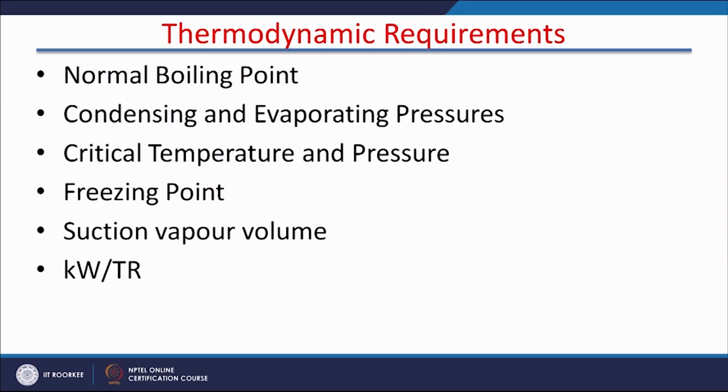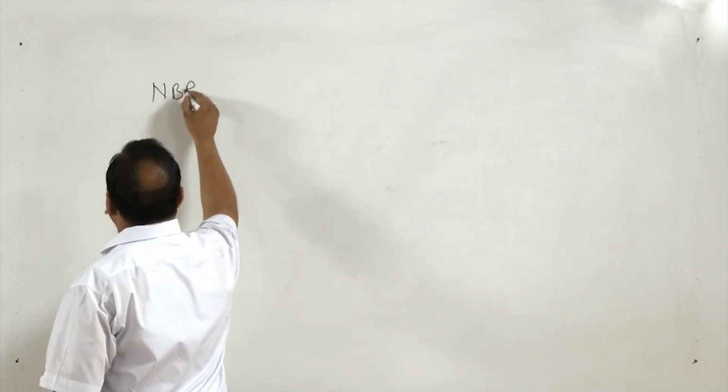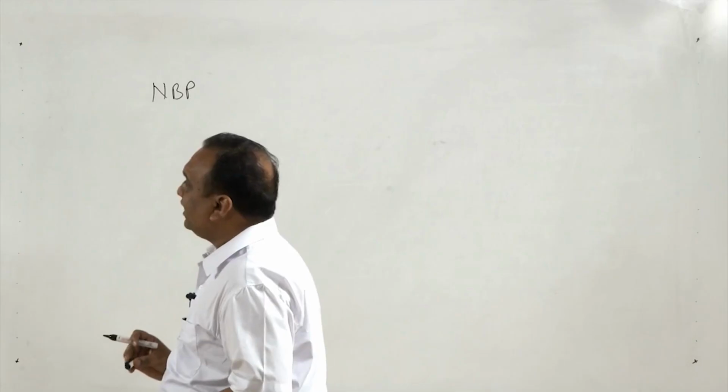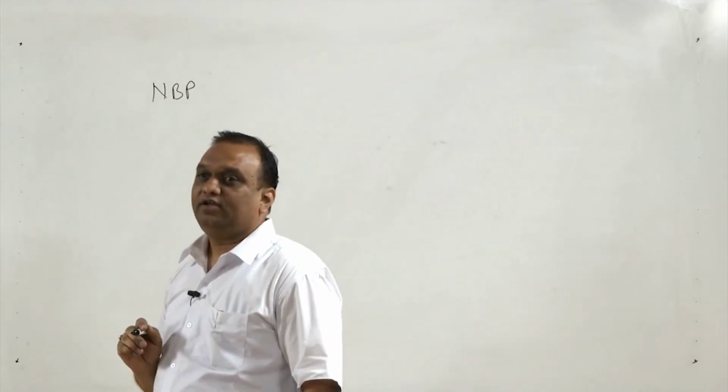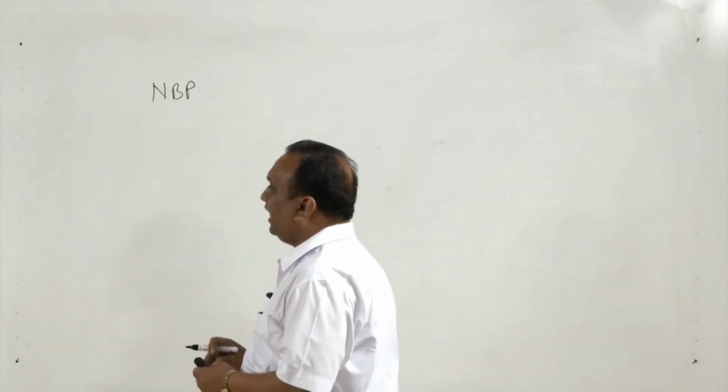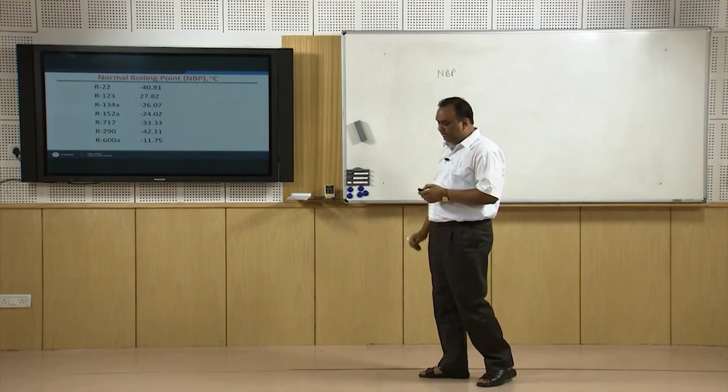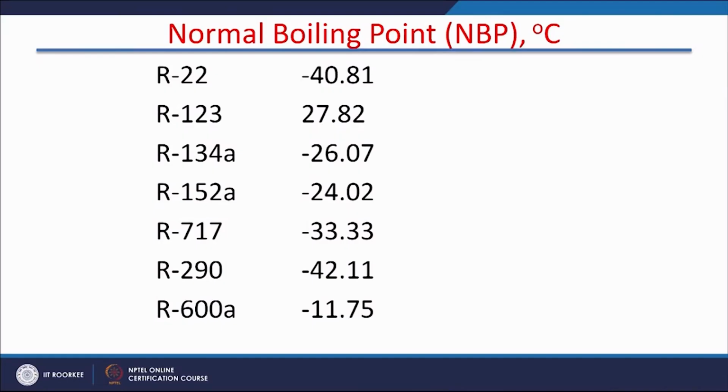Normal boiling point of refrigerant is very important. Normal boiling point of a refrigerant is the boiling point at 1 atmospheric pressure, and in this slide I have shown normal boiling point of different refrigerants starting from R22, which is minus 40.81, to R600A, which is isobutane, it is minus 11.75.